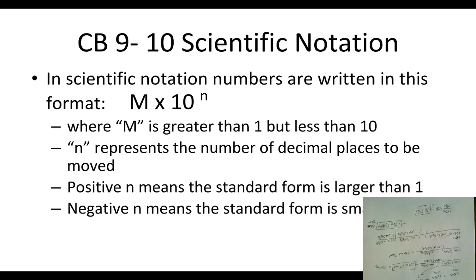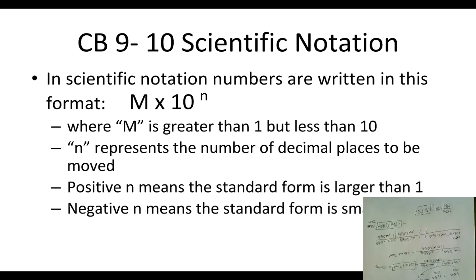So the standard format is this: m times 10 to the nth. Well, m is a number that has to be greater than 1 but less than 10. So it's like 1.25 times 10 to some power. Or it might be 5.68 times 10 to some power. Or 9.99. It just can't be 10 and it can't be less than 1. If it is, it's not standard scientific notation.